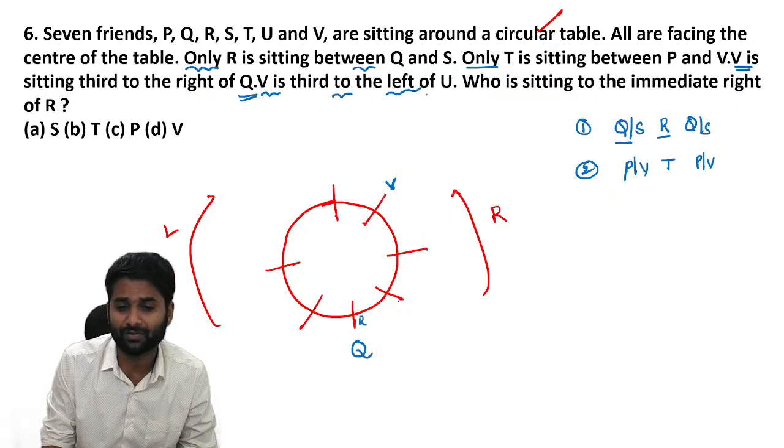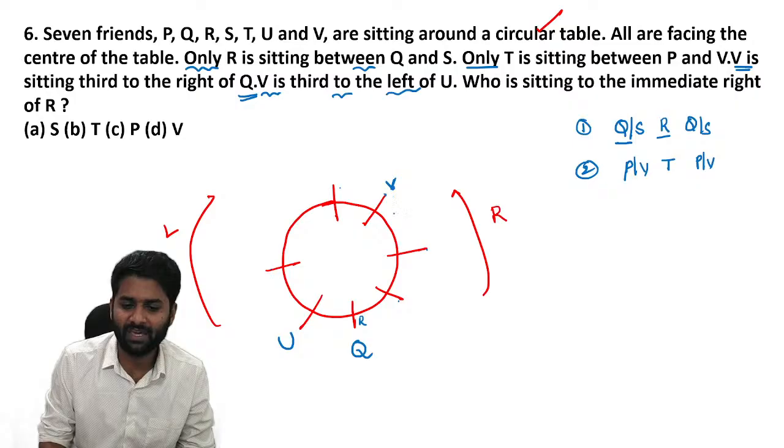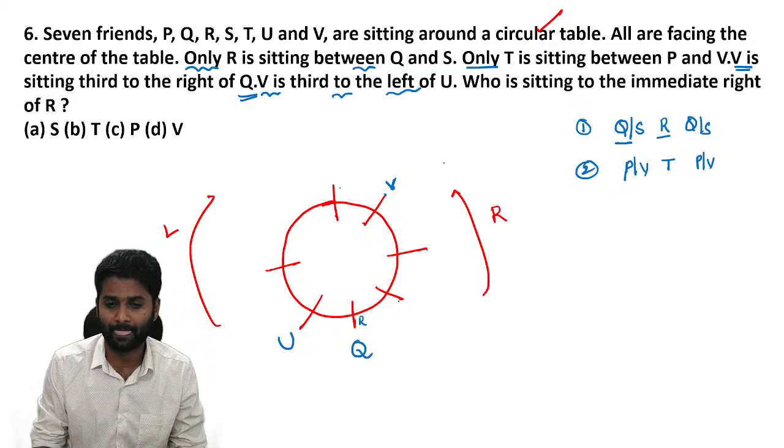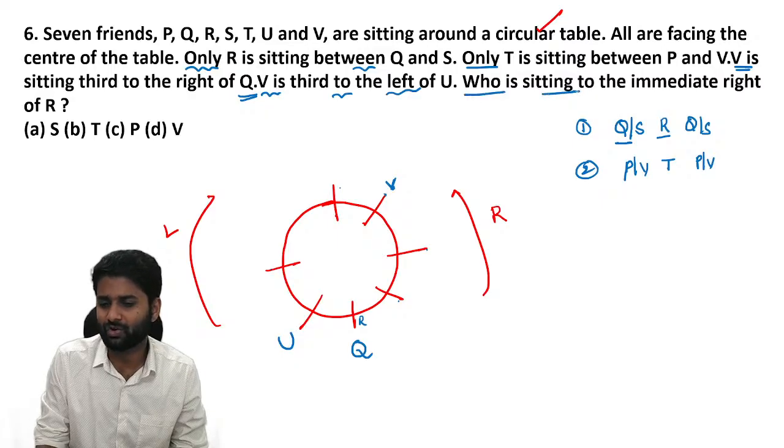V is the left of Q. So which left? Third to the left of U. Again 1, 2, 3. So you can confirm U here. V is third to the right of Q. V is third to the left of Q. Next one. So this is the question you have to answer.